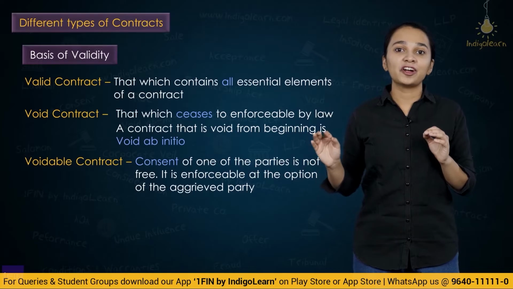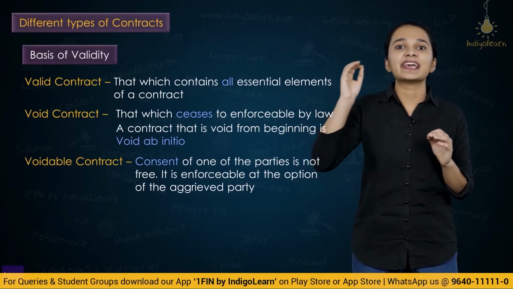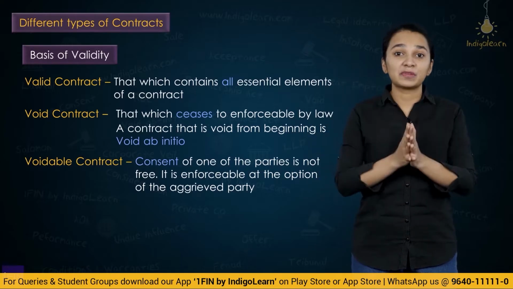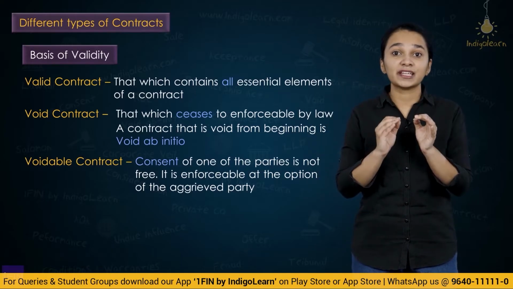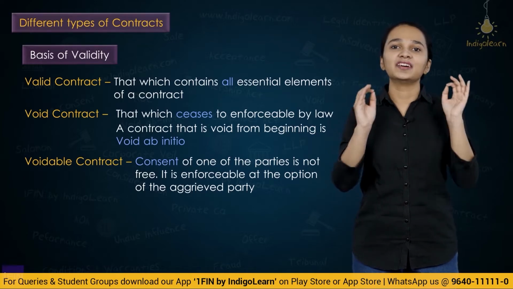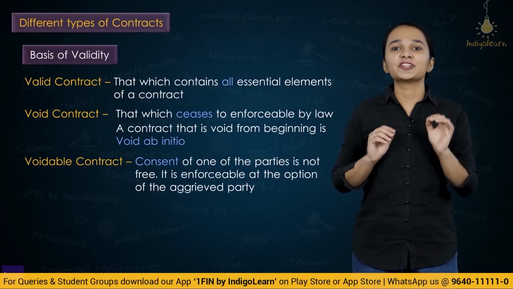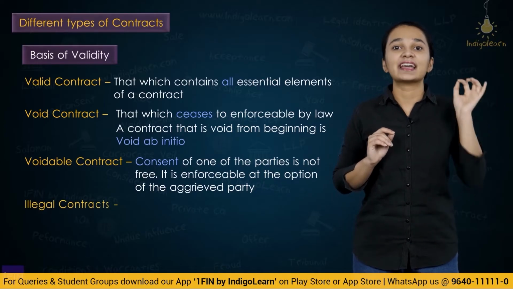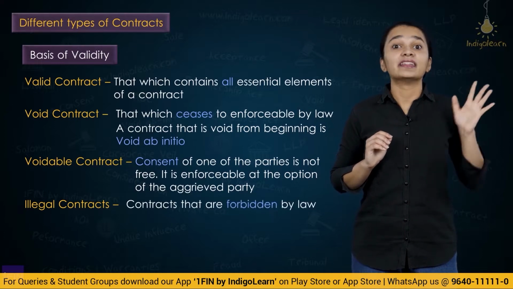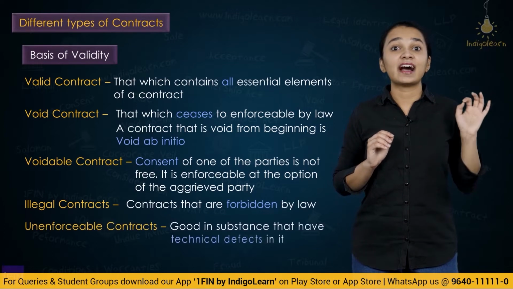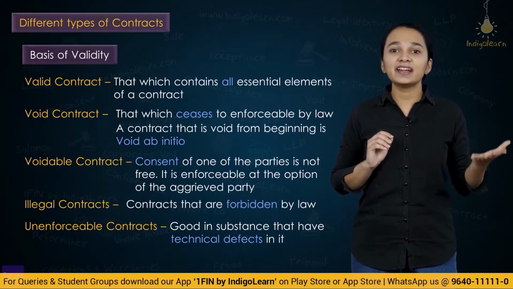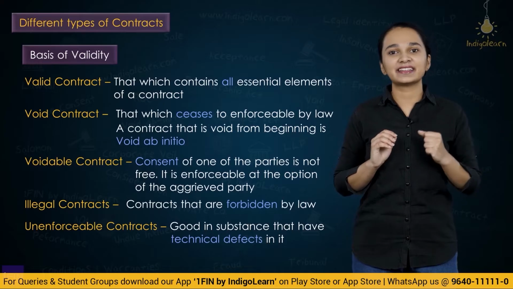An avoidable contract is a contract which is enforceable at the option of the aggrieved party, which means the party whose consent is not free has an option either to avoid the contract or continue with the contract. After this, we have understood what are illegal contracts. Illegal contracts are contracts which are forbidden by law. Then unenforceable contract. Unenforceable contracts are contracts which are good in substance, but there is some technical defect in the contract.